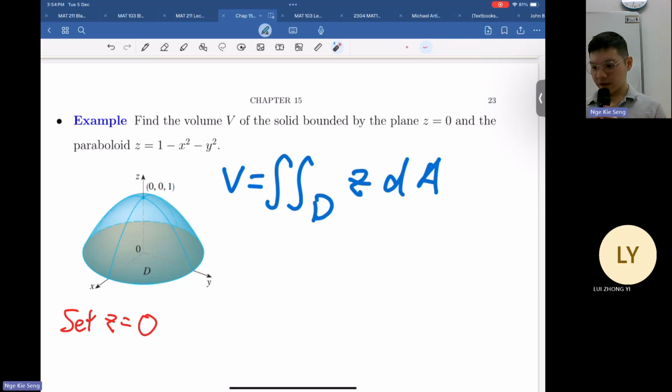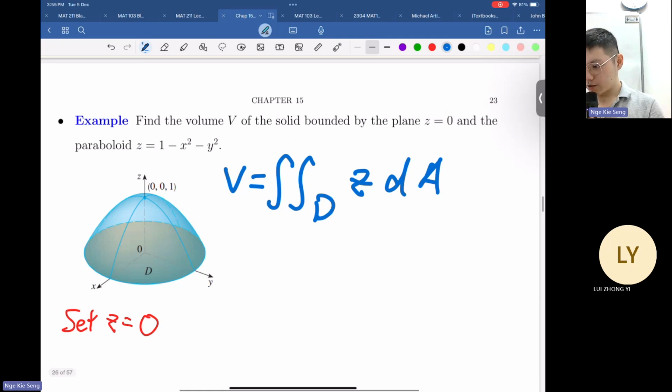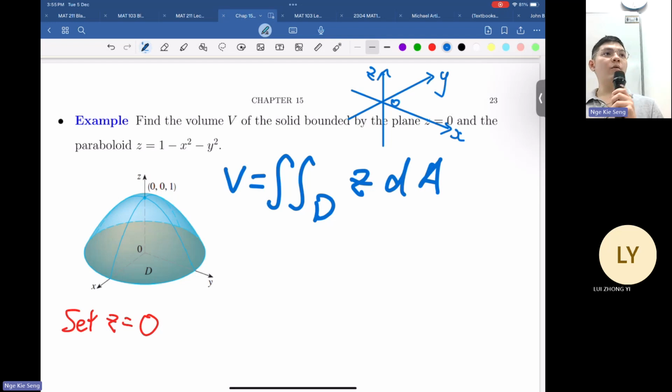So I think I should draw some more to make you imagine what's going on. So let's say this is R3 with x, y, z. So here's the origin. Where is the z equals 0 plane? It is the middle part here. Make sense? And then we need to set z equal to 0 and find the D.